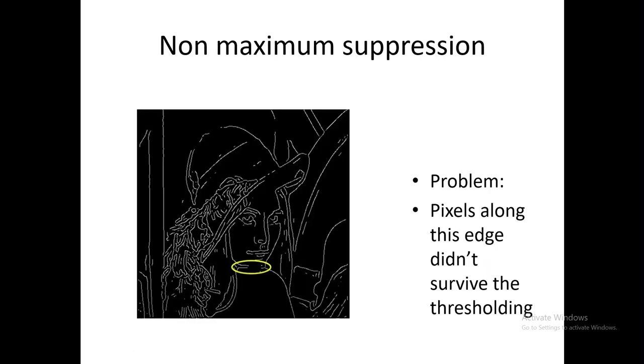However, the thinned image also comes with some problems, like the pixels along the edge that didn't survive the thresholding.